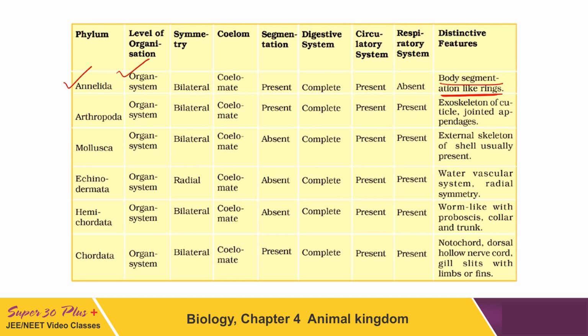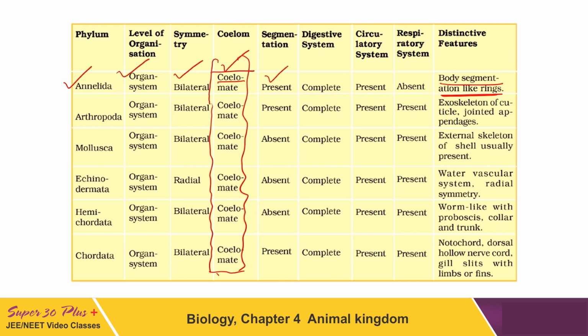Organ system of body organization, bilateral symmetry, we can divide into two equal halves. And first true coelom, remember, from annelids onward all have true coelom. Very interesting one. Before annelids, they were having what? They were having pseudocoelom. So the first coelomate organisms are animals of phylum Annelida.